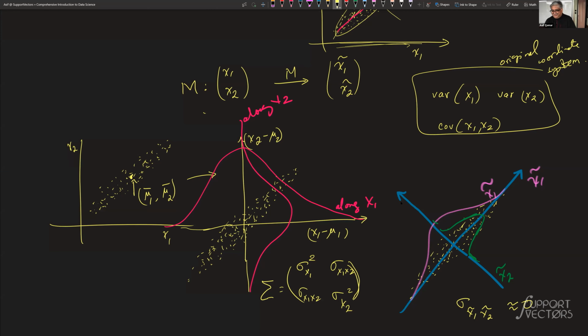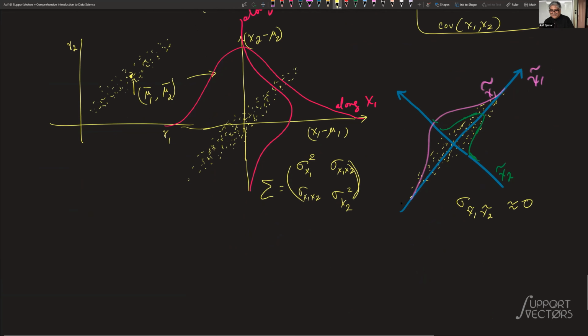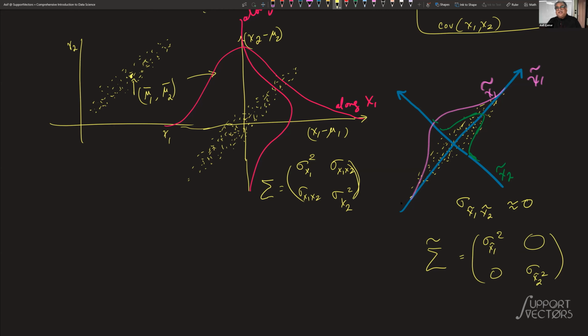On the other hand, if you were to do it along this axis, the covariance in the new frame of reference should look more like this: sigma x1 tilde square, sigma x2 tilde square, and 0, 0, approximately 0. That is what you want, right? You want to find those directions in which you separate out the signal from the noise, right?